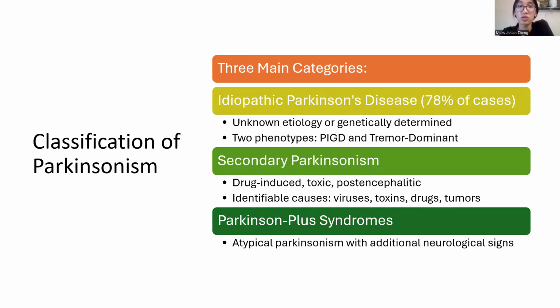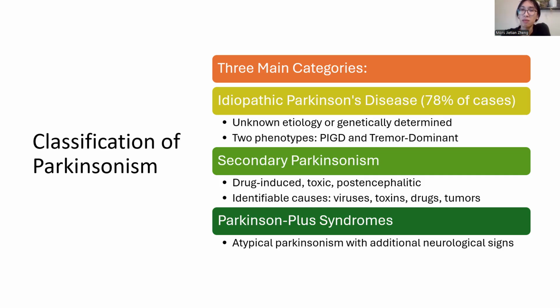It's important to understand that Parkinsonism is actually a broader term that encompasses several related conditions. We can divide these into three main categories. First, and most common, is idiopathic Parkinson's disease, which accounts for 78% of all cases. Idiopathic means we do not know the exact cause.